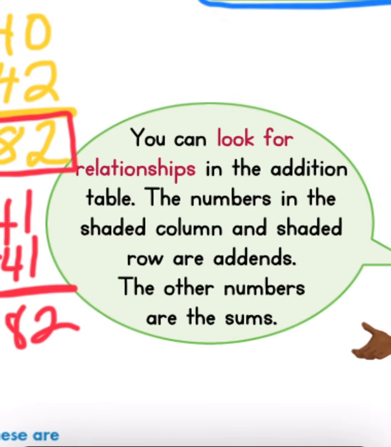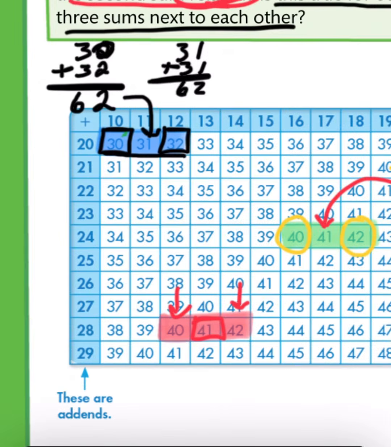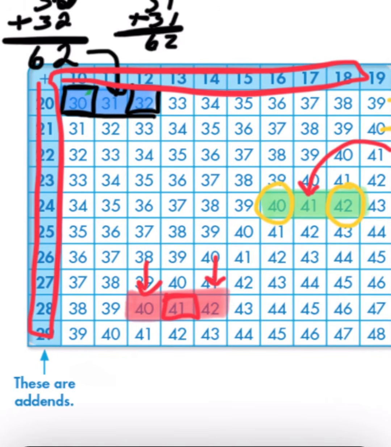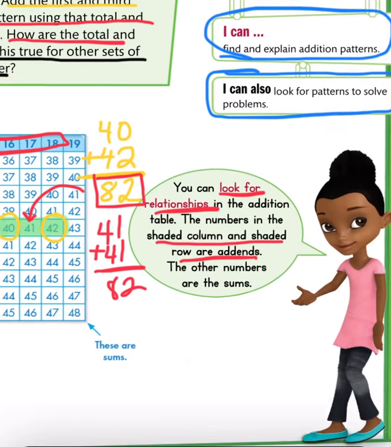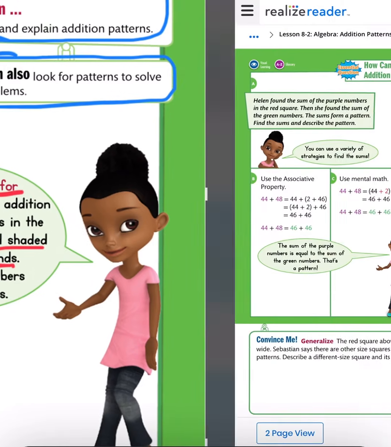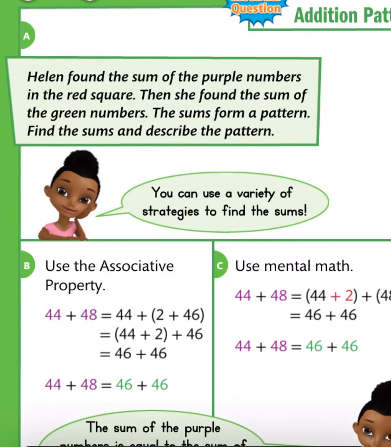And the book tells us that we can look for relationships in the addition table. The numbers in the shaded column and shaded row are addends. We already talked about that. The shaded column and the shaded row, those are addends. Everything that has the white background, those were all sums. Adding those two addends together gets us the sum, or the answer to the addition problem. We're going to move over to the next page and look at some other examples here.